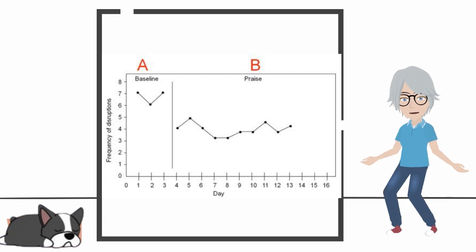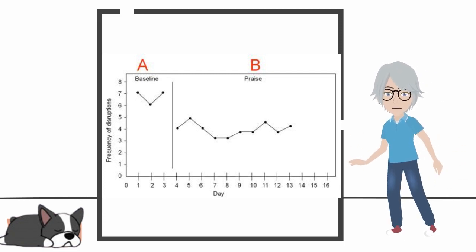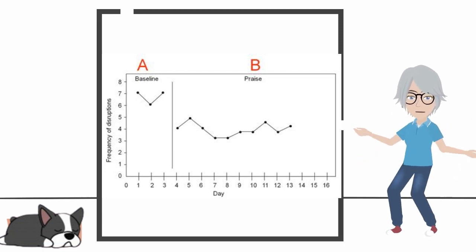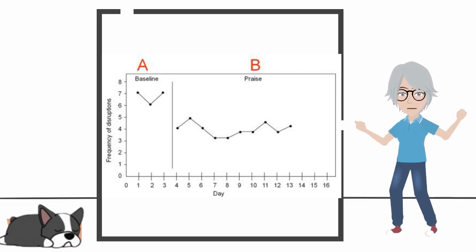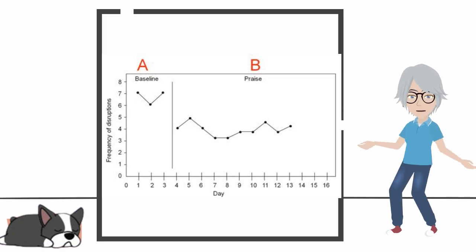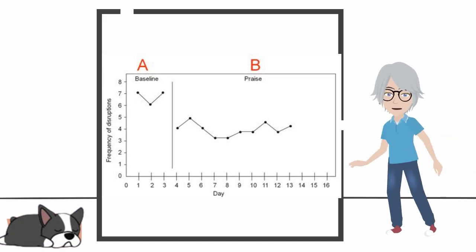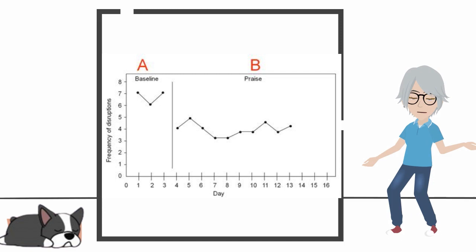It's a weak verification because there's no return to baseline. So I can do an intervention and the behavior might improve, but I can't say for certain that it was because of my intervention. It could have been from any number of other variables that I'm not really aware of or that I can't count.